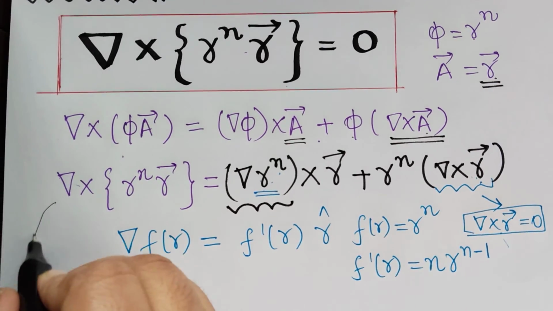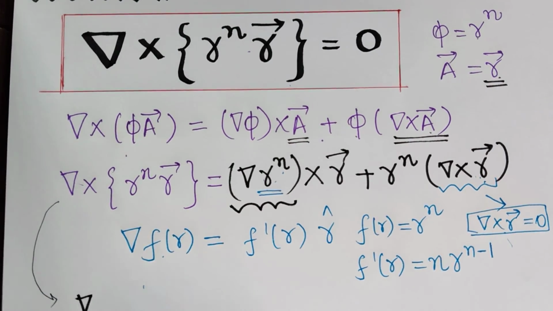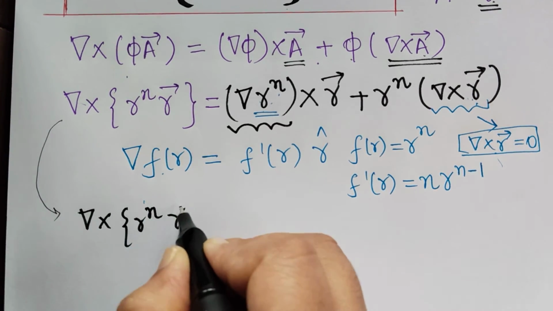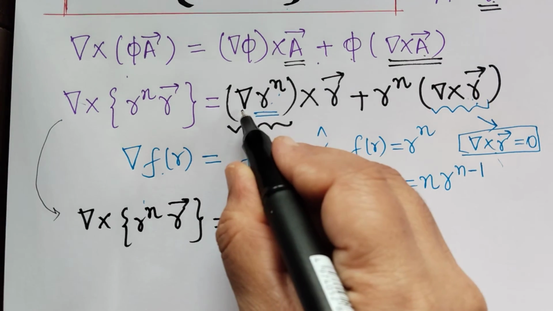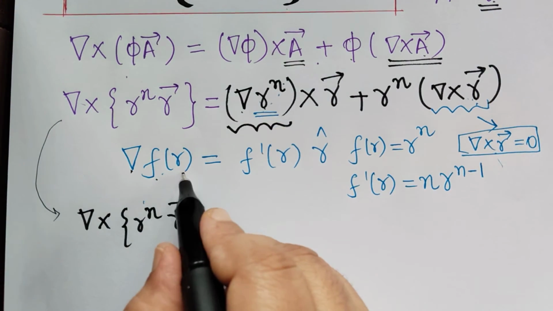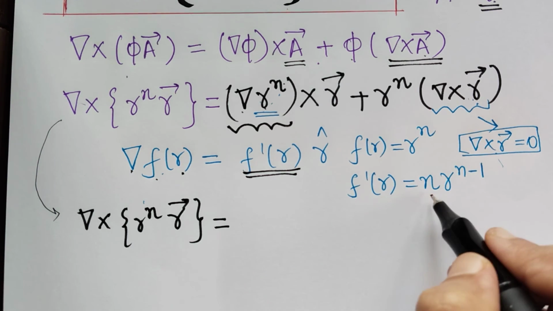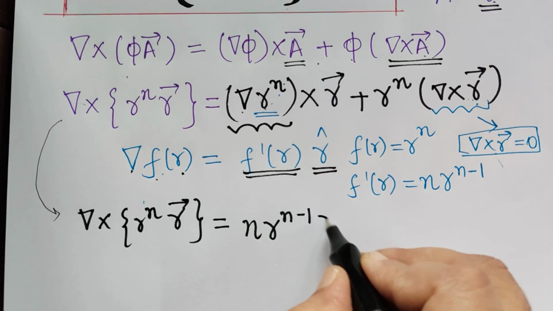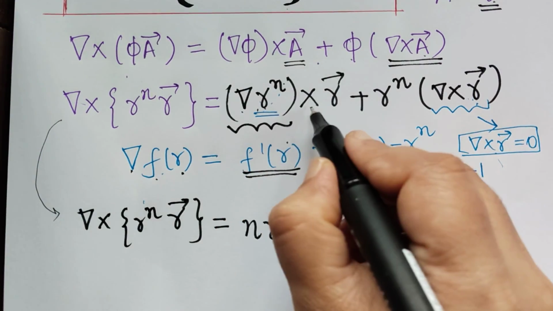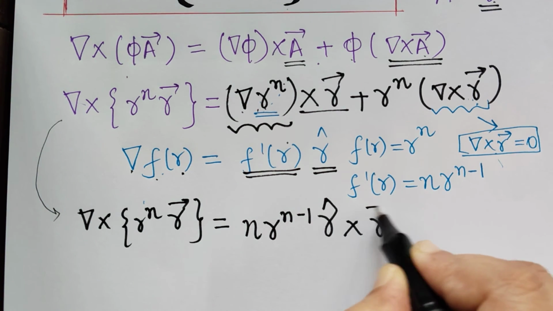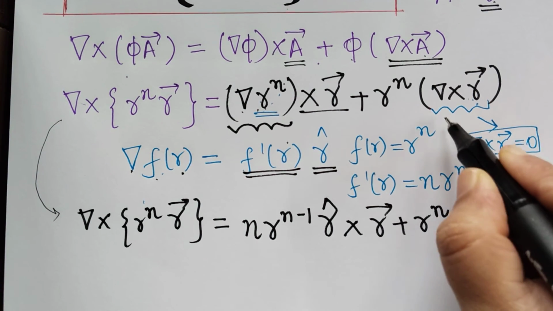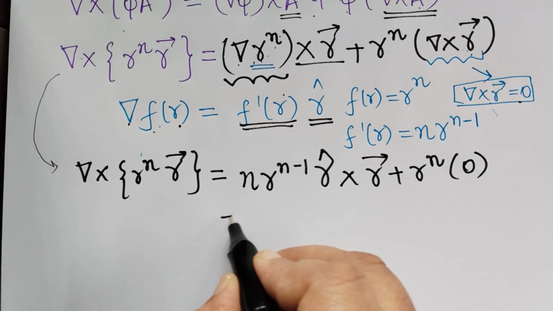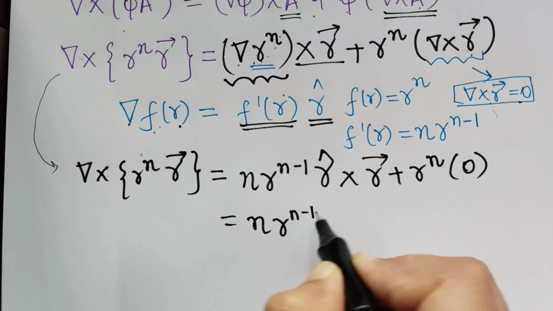So the left hand side is del cross r power n r vector. This is equal to, first we have del r power n, that is del f of r, that is equal to f dash of r, so n r to the power n minus 1 multiplied with r cap. So this is done. Now here we have cross product with r vector plus r to the power n, and what is this? This is equal to 0. So multiplied with 0.